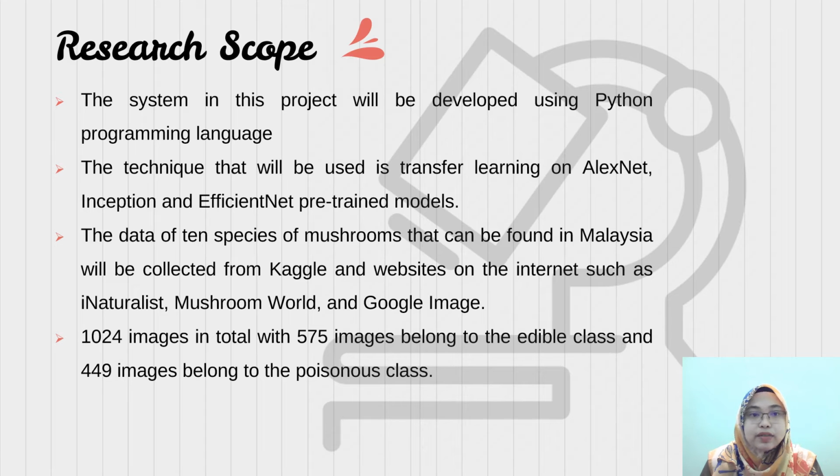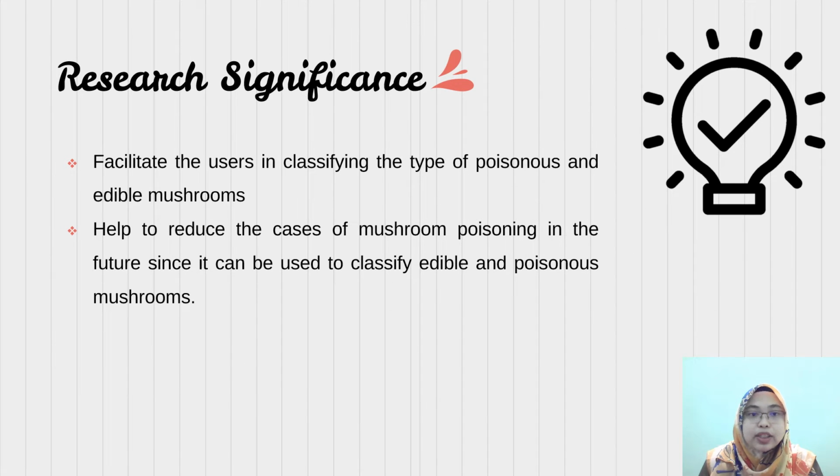The next one is the research scope. The system in this project will be developed using Python programming language, and the technique that will be used is transfer learning on AlexNet, Inception, and EfficientNet pre-trained models. The data of 10 species of mushrooms that can be found in Malaysia will be collected from Kaggle and also websites from the internet such as iNaturalist, Mushroom World, and also Google Image. A total of 1,024 images will be collected, with 575 images belonging to the edible class and 449 images belonging to the poisonous class.